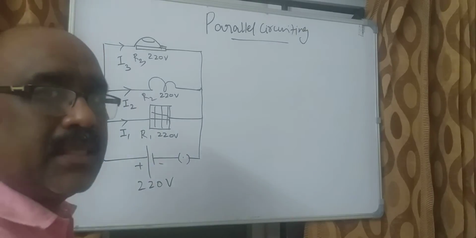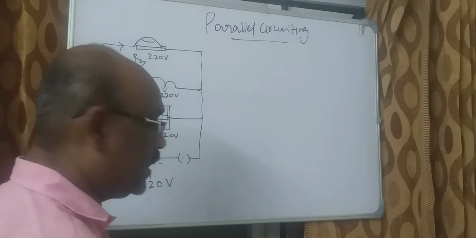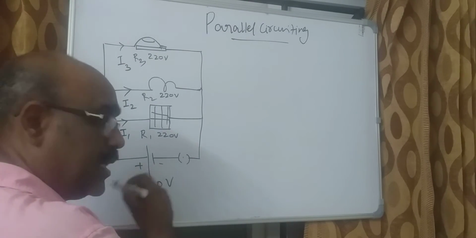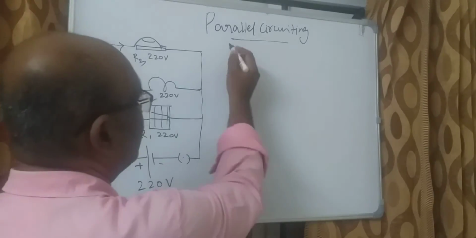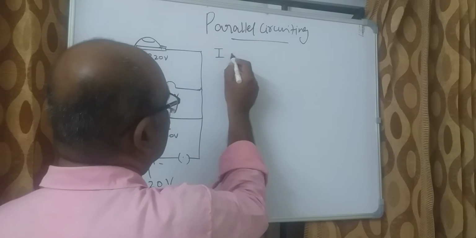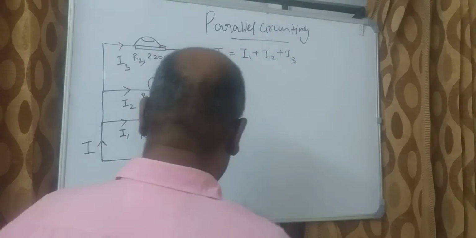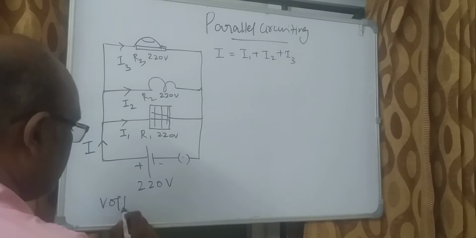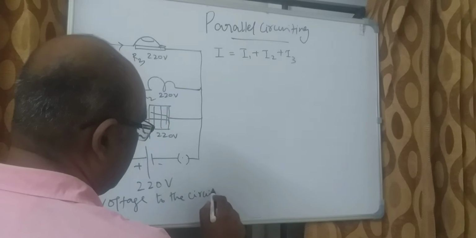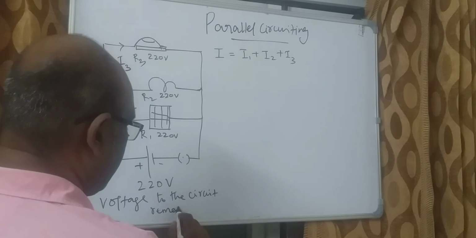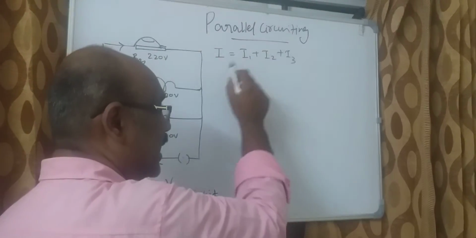So here in this circuit, it is clearly understood that the voltage remains the same, and the current I is splitting into 3. So what we can write over here is I is equal to I1 plus I2 plus I3, whereas the voltage to the circuit remains the same. The voltage remains the same, but the current value is splitting.